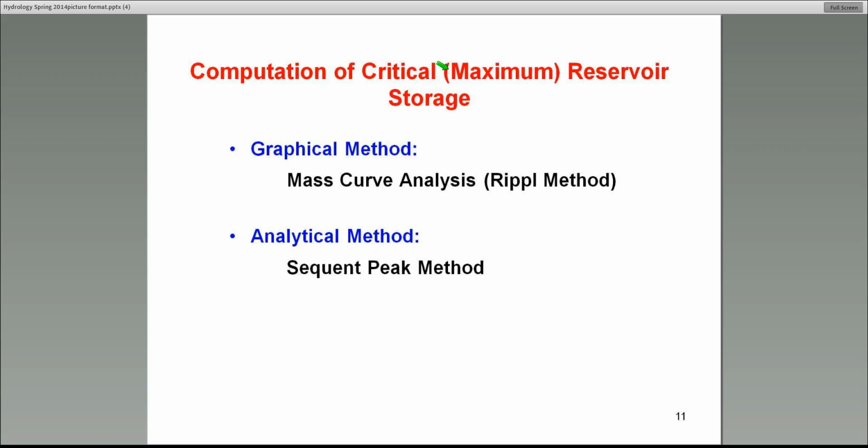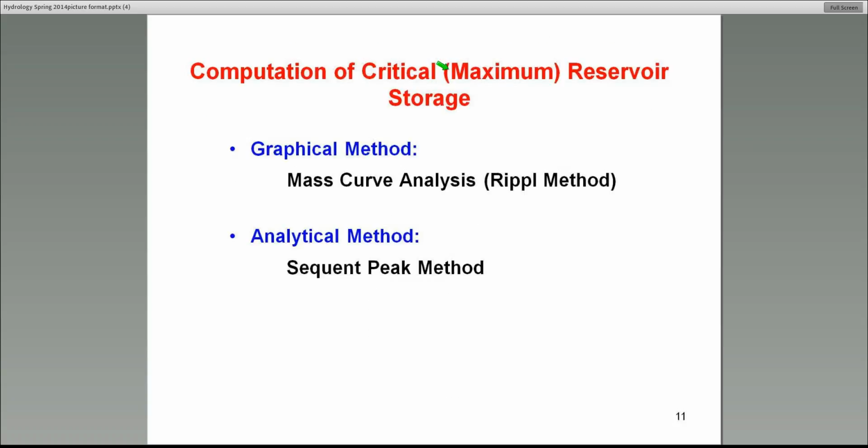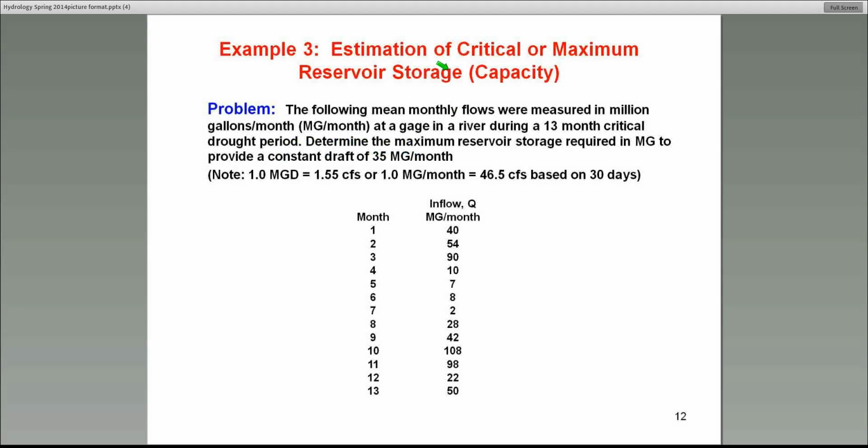If they don't, I'd suggest you do the analytical method, which is called the sequent peak method. I'll illustrate both of these through an example in a minute here on the next few slides. I'm going to do this example in this case.